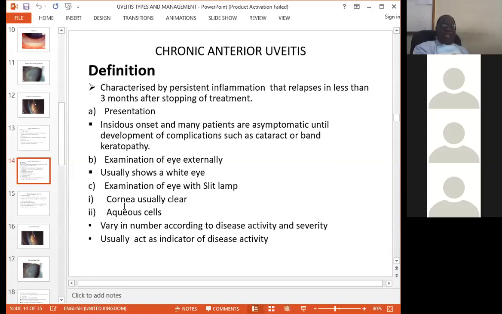Examination of the eye with the slit lamp: the cornea is usually clear, with plenty of aqueous cells, varying in number according to disease activity and severity. These cells act as an indicator of disease activity. The more cells you find, the more severe the case, and it has probably been there for a long time. The more cells, the more serious the issue is.